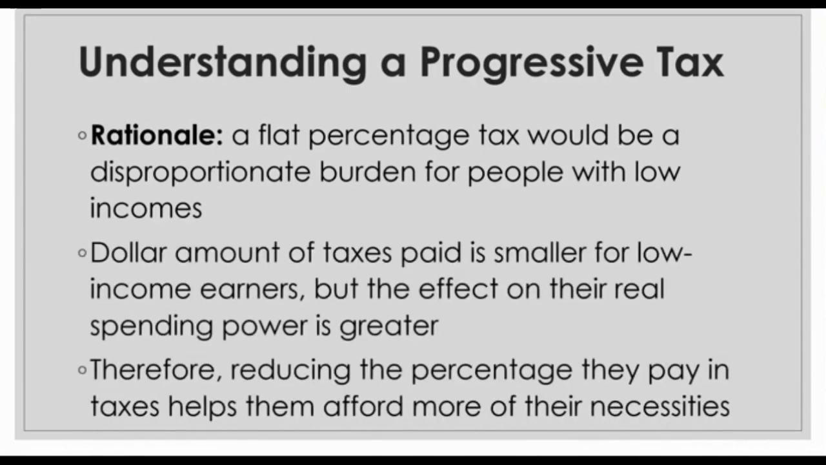Even though the dollar amount they have to pay in taxes is lower because they have lower income, its effect on their actual budget, on their actual spending power, is more pronounced. So it's harder for them to budget in or afford that tax. Instead, moving to a progressive system asks them to pay taxes based on their ability to pay.